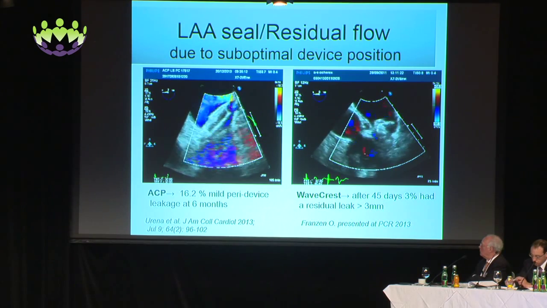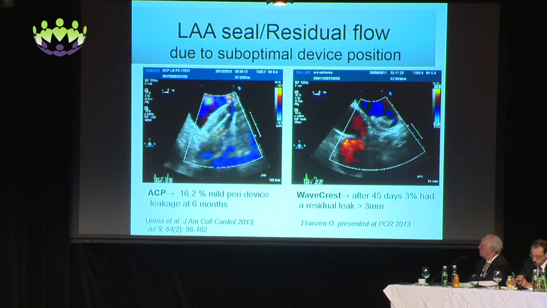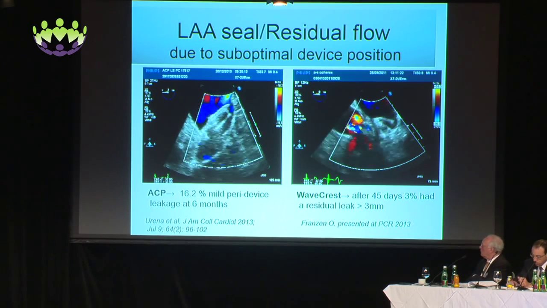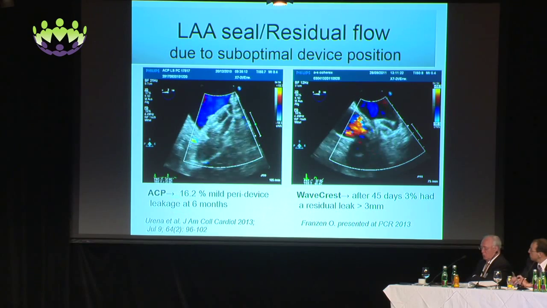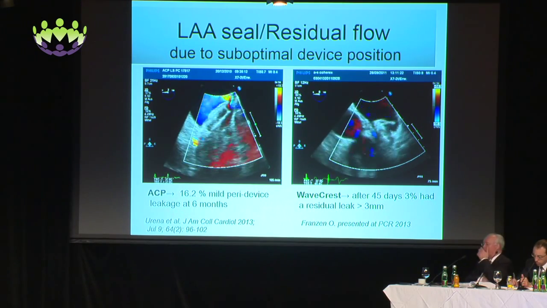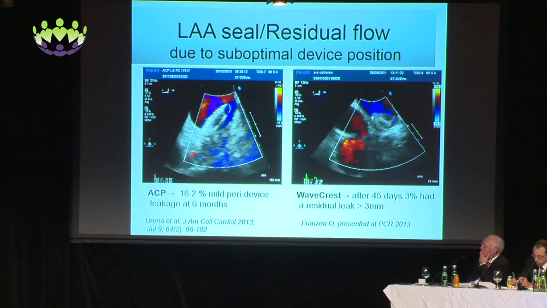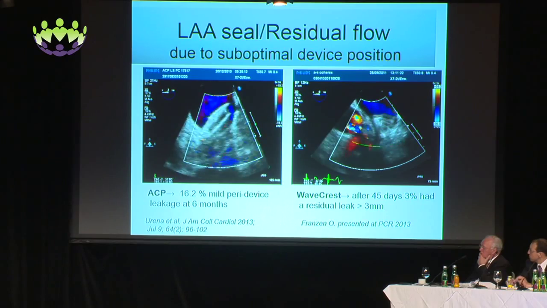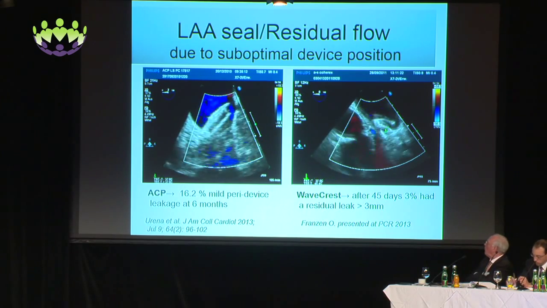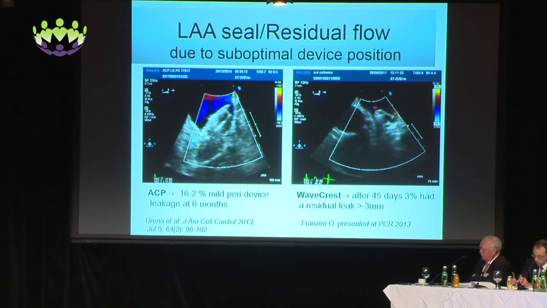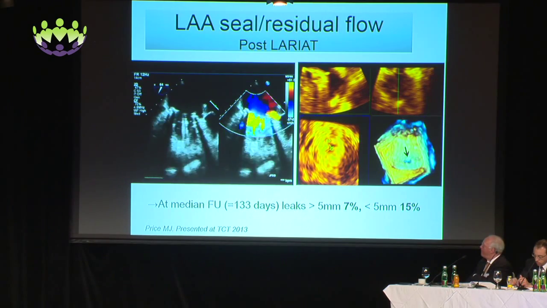This is an example of an ACP occluder. Also with the ACP, we will find mild peri-device leakages at 6 months in around 16% of patients. So this might be a little bit lower with the newer studies, but we see peri-device leakages. This is an extreme example where we have a huge leak, and again, no contact to the cranial wall. And here with a Wavecrest device, a Coherix device, same situation. We have a device which has no contact to the cranial wall, and this is a huge peri-device gap.